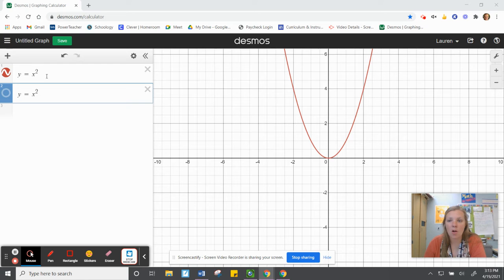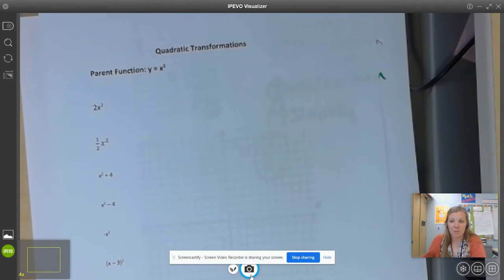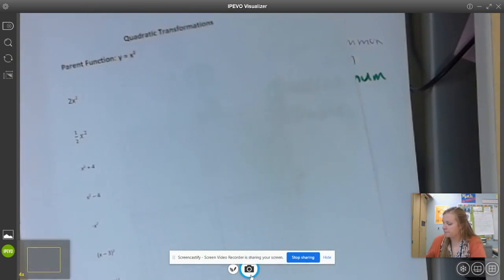And that's what we're going to call the parent function. It's like the mama function, and we're going to learn today how, if we change or add numbers to this function, it changes the graph. And I need you to also have this worksheet out, or get out a piece of paper, and we're going to write this down. It was on the back of what we did yesterday.